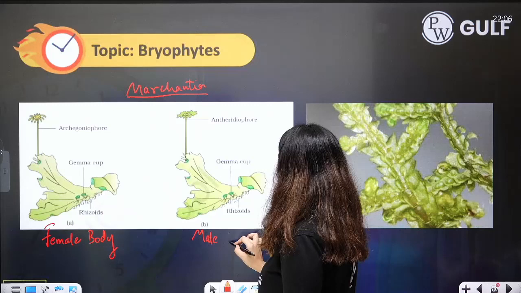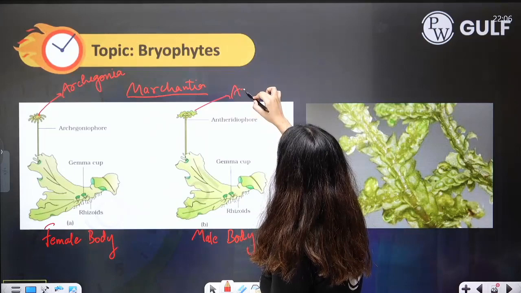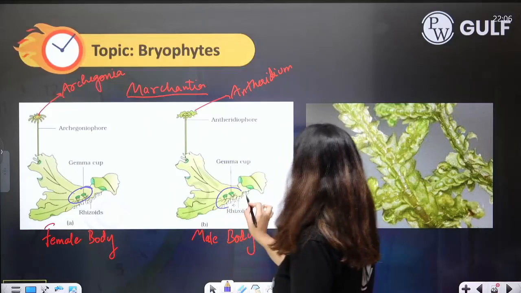The female body has archegonia, lots of archegonia. Plural is archegonia, singular is archegonium. And the male has antheridium. Their body also has gemma cups.